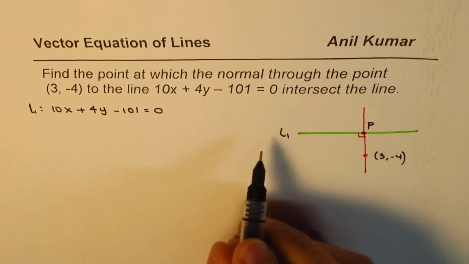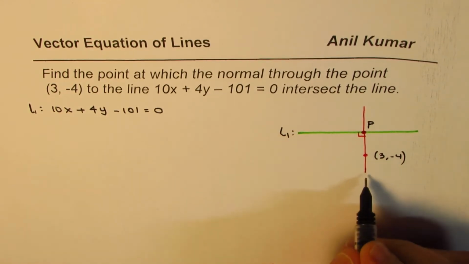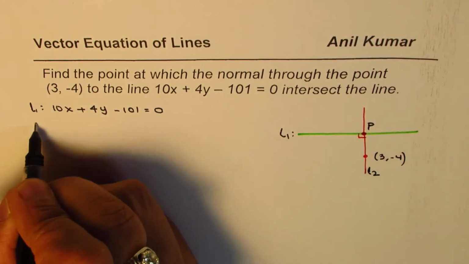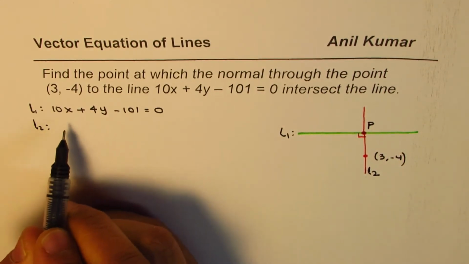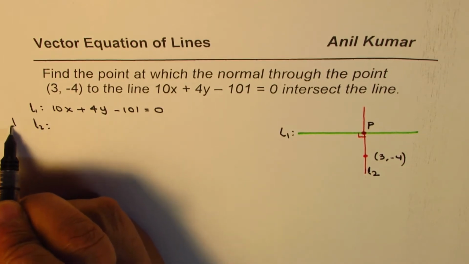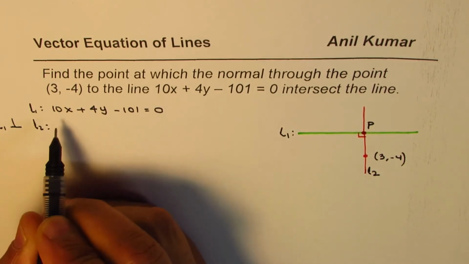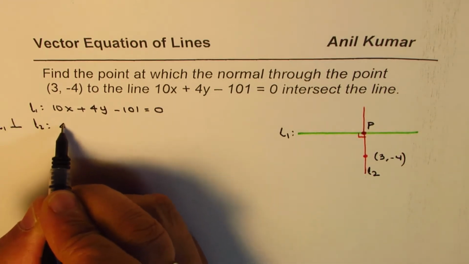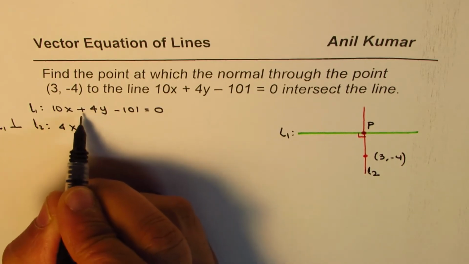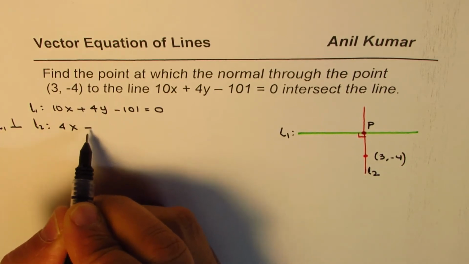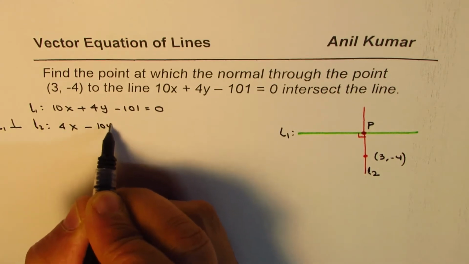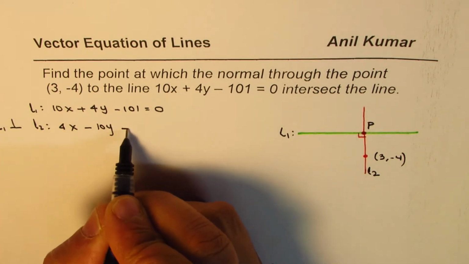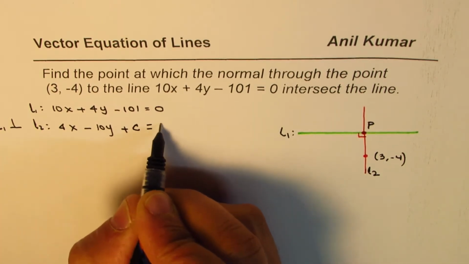So the steps are, we know the line L1. Let us find the equation of normal line L2. L2 is perpendicular to L1, right? Perpendicular to L1 is very easy to find. We can just swap the coefficients, so we can write this as 4x, and change one of the signs. We always prefer to change this sign, and then 10y. You could have simplified also, but this is good enough. Plus c, some constant, equals 0.